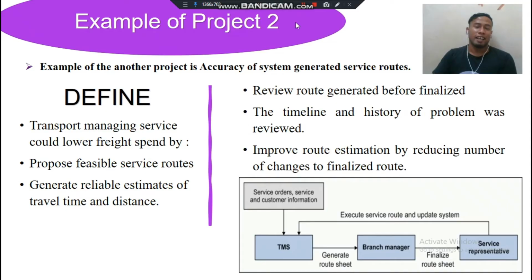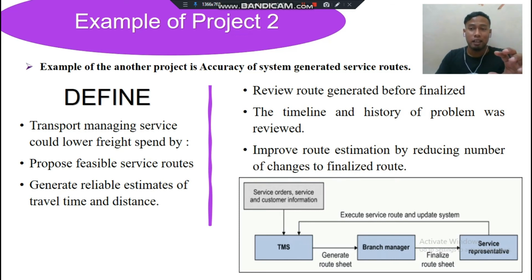That's all from me. Okay, today I want to present an example of project 2. This is the example of project 2, which is titled Accuracy of System Generated Service Routes. This company operates in the USA, and the environmental services provide collecting, recycling, and disposal of material for industrial and automotive customers.